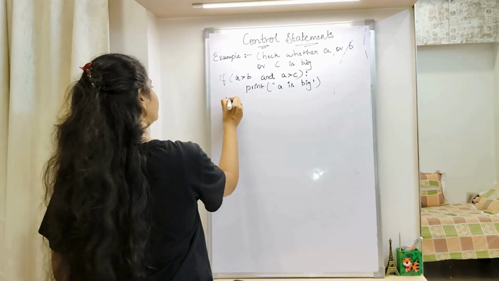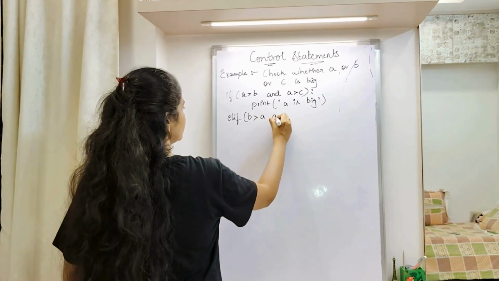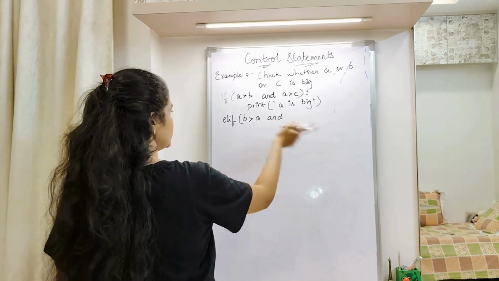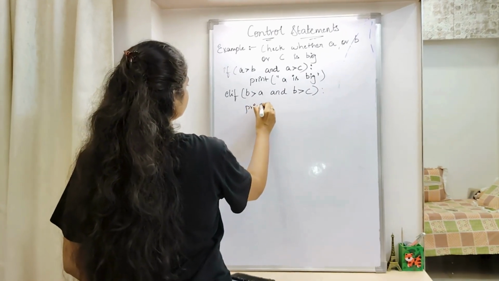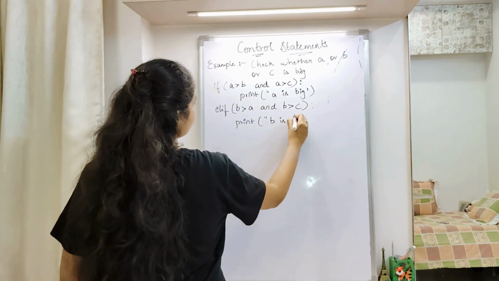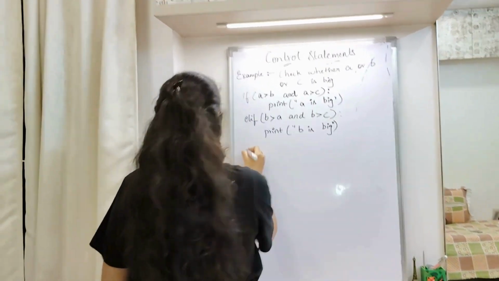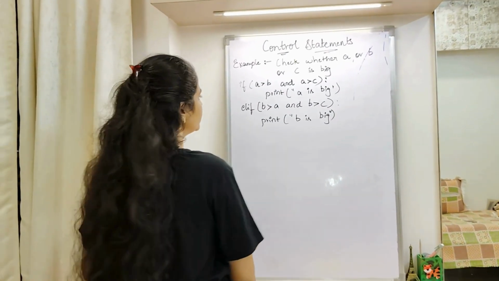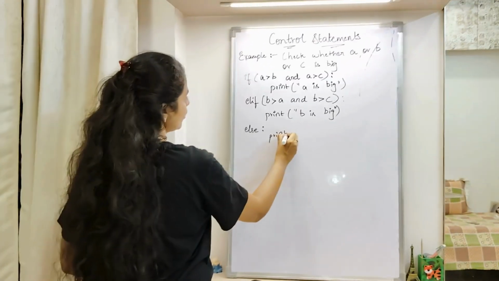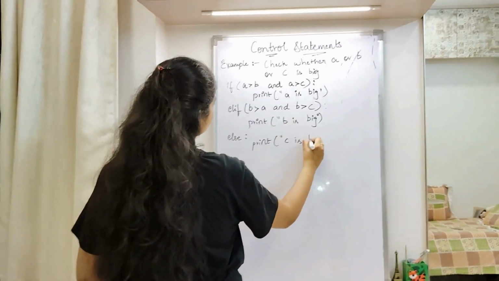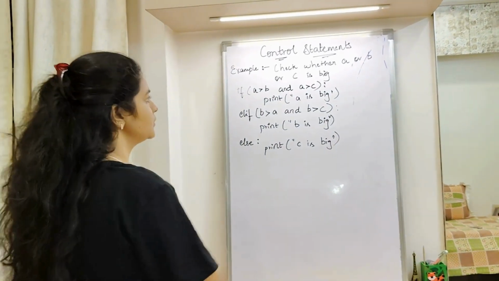Next is elif. If that is not true, next it will check both the conditions with A and C, with B. Then print "B is big". Okay? Else, if both are not big, C will be big, right? So that's how you will write a program.